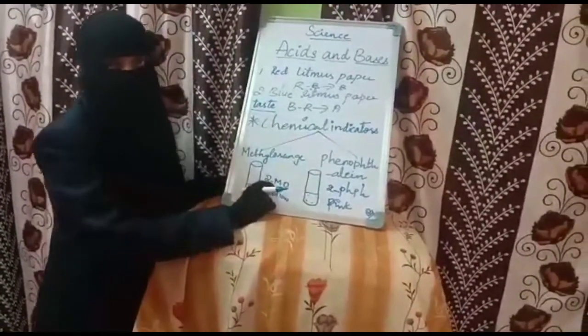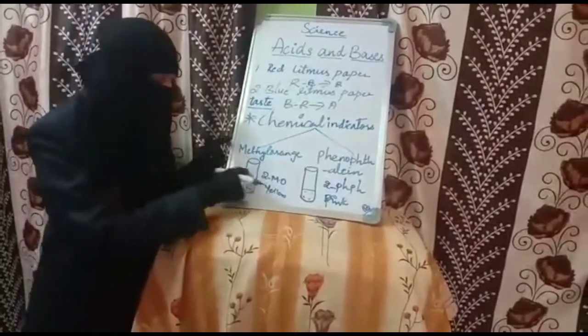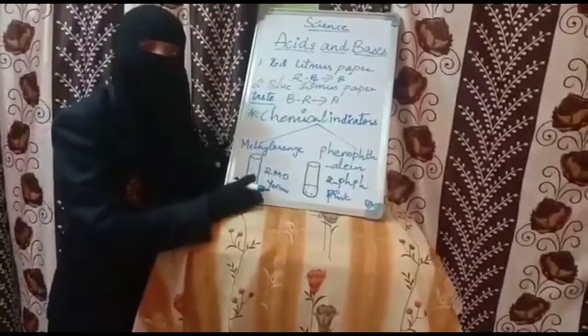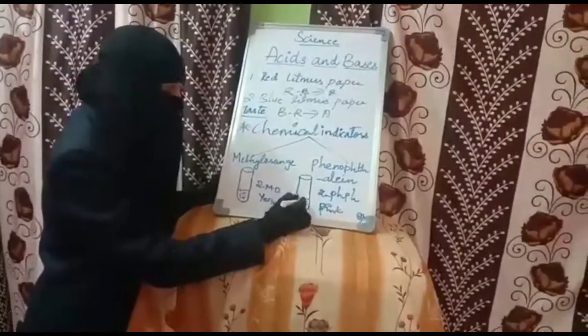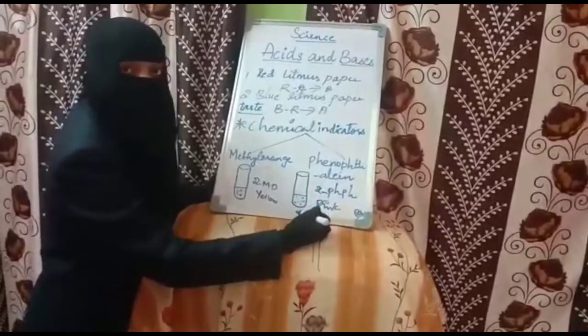Methyl orange is orange in color. The solution is colorless. But when these two mix, you will observe that the sample converts into yellow color. Take a test tube, take detergent solution into the test tube, and add 2 drops of phenolphthalein.